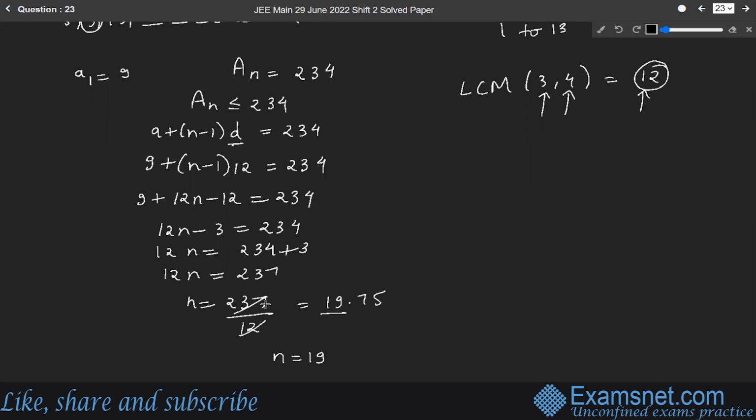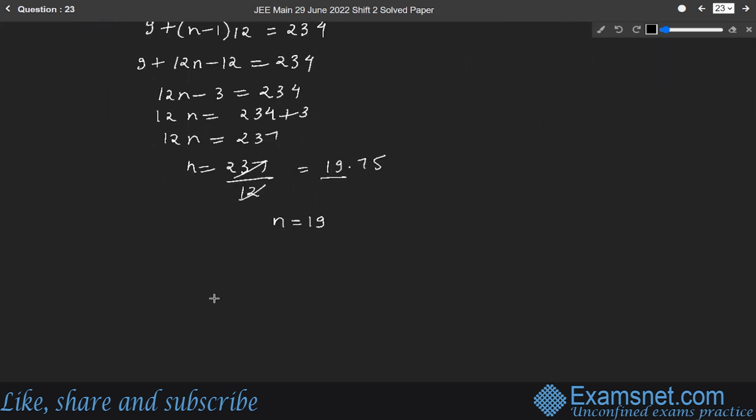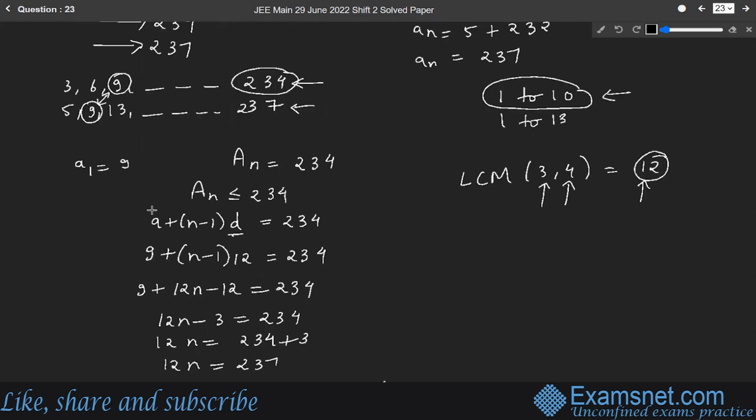So we have 19 terms common in both the series. But we have to find the sum of the common terms. We have calculated in both the series how many terms are common, but actually we have to find the sum. So firstly, let us write all the values that we have. We have n is equal to 19, 19 common terms. We have the first term that is common in both the series, which is 9. And now we have to find the last term for both the series.